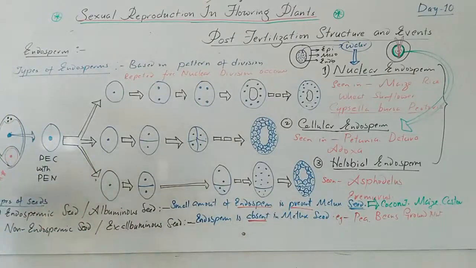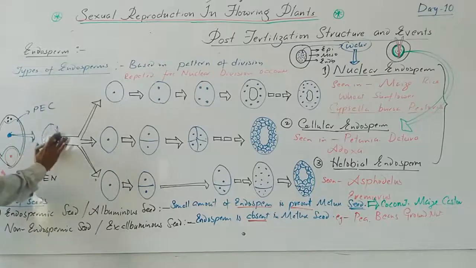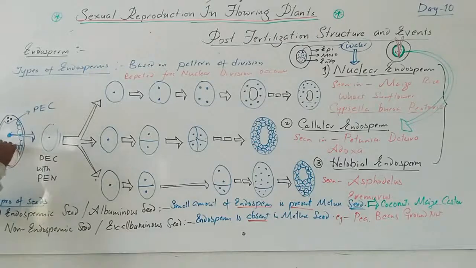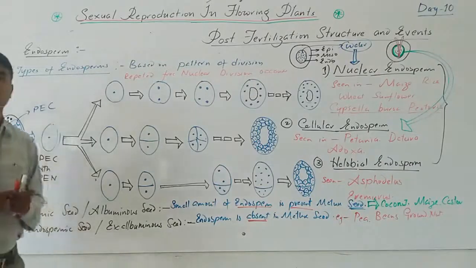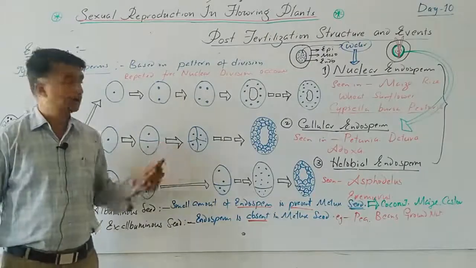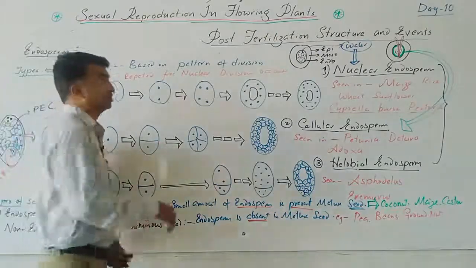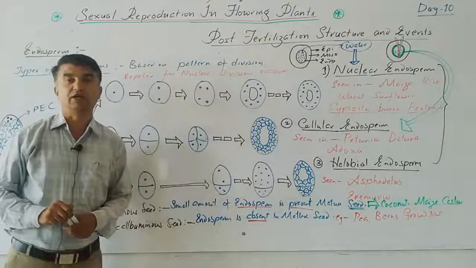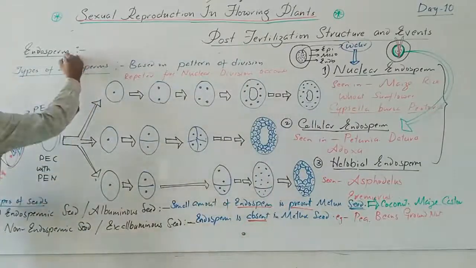Now again, the primary endosperm cell along with the primary endosperm nucleus divides. So this is the primary endosperm nucleus, and this will develop into endosperm. This endosperm is consumed by the developing embryo. The zygote in the embryo will be the endosperm consumer. So this is about the first structure that comes under post-fertilization structures and events, that is nothing but endosperm.